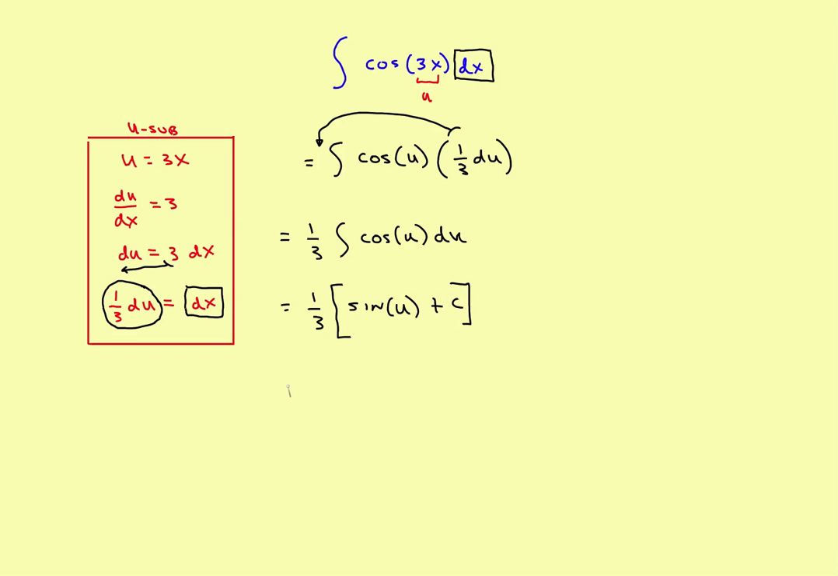And you're almost finished. We'll write this as 1/3 of the sine. Now remember, the final step is to replace u with what it's equal to. So u is equal to 3x, so this will change back into 3x plus c, and you are finished. So there's a simple example to begin with.